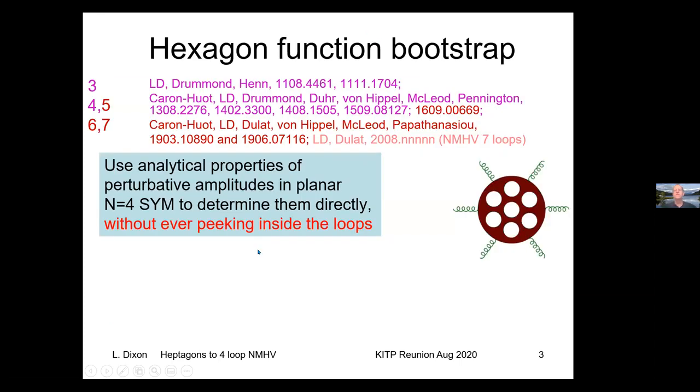So this problem was first carried out for the first non-trivial function amplitude in planar N=4. The 4 and 5 point amplitudes are completely constrained by the symmetries of the system to have no non-trivial kinematic dependence. But the 6 point amplitude has that dependence, and we've been able to get to 7 loops.